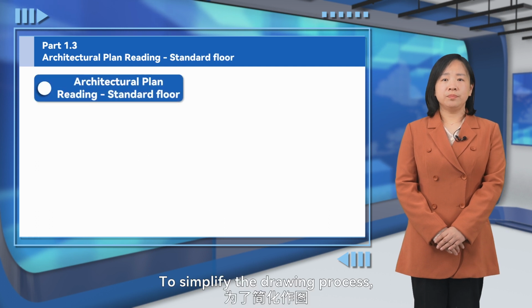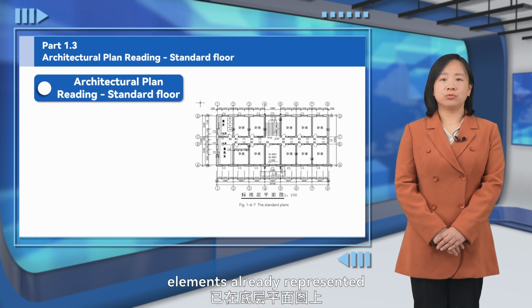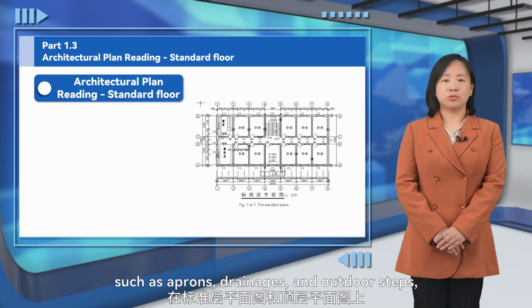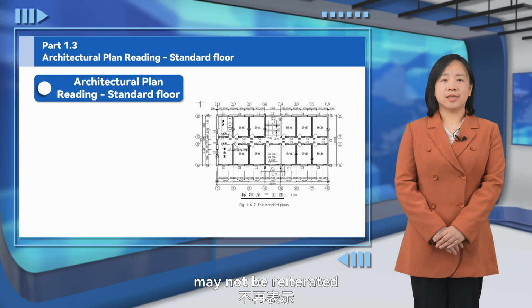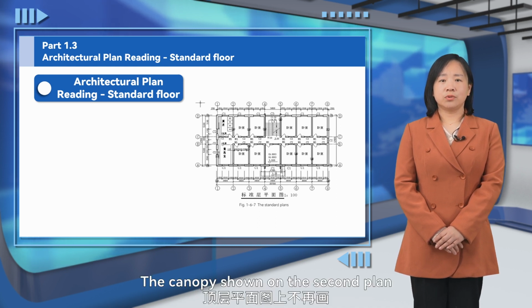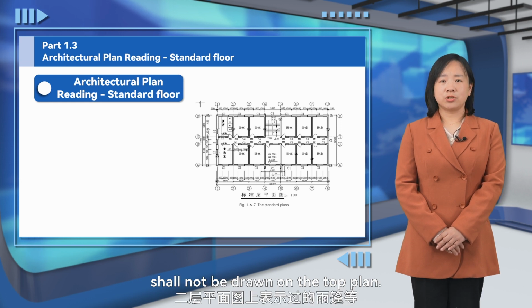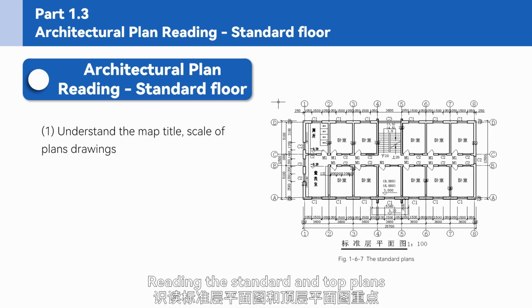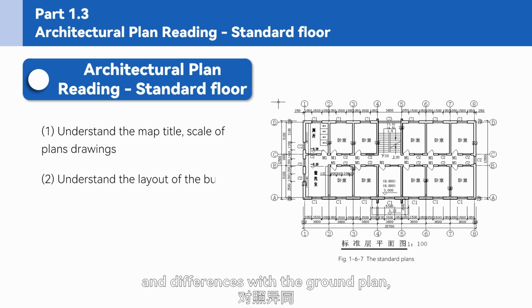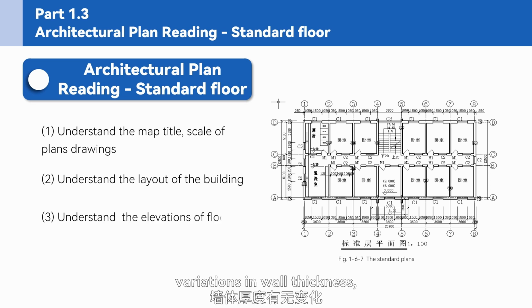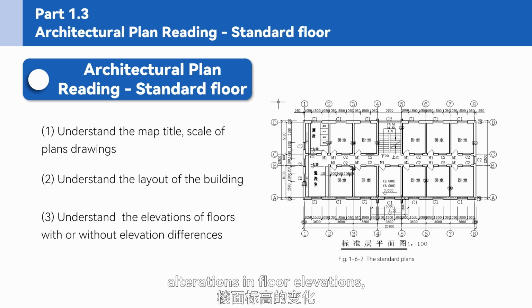To simplify the drawing process, elements already represented in the ground floor plan, such as aprons, drainages, and outdoor steps, may not be reiterated in the standard and top plans. The canopy shown on the second plan shall not be drawn on the top plan. Reading the standard and top plans should focus on comparing similarities and differences with the ground plan, including changes in layout, variations in wall thickness, alterations in floor elevations, modifications in stair symbols, etc.